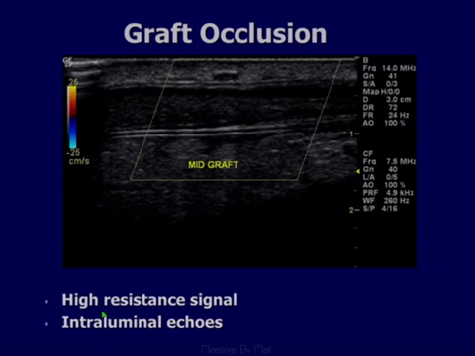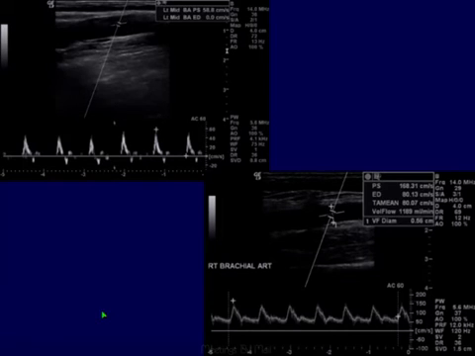Obviously, to document graft occlusion, we'll see material within the graft itself. We'll see the absence of color and Doppler. And the big tell for graft occlusion certainly is to look at the inflow artery. This brachial artery is feeding a very nice, healthy patent AV fistula. This is a very normal brachial artery that would be found in URI, hopefully.